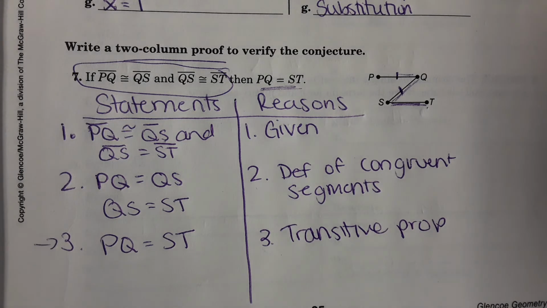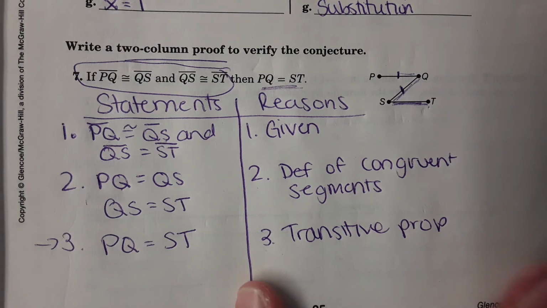How is this tested? On standardized testing, it's usually like drag and drop. So they'll fill out some of it for you, and you have to fill in either a reason or a step like that. Then we're going to go onto the back page.